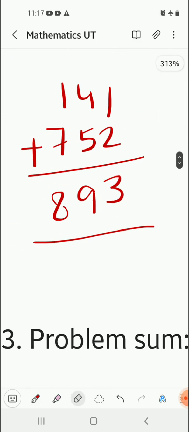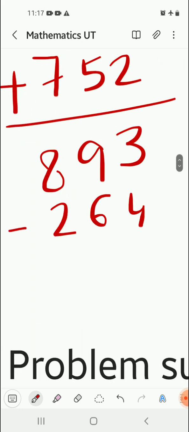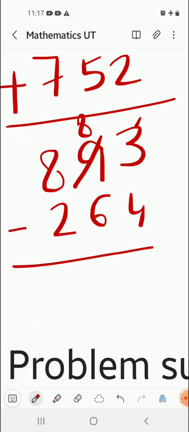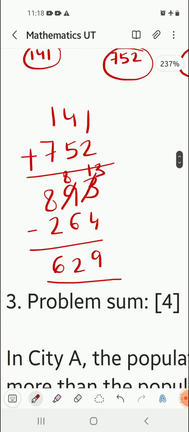So 893 minus 264. 3 minus 4 is not possible, so 9 becomes 8, and this becomes 13. 13 minus 4 is 9. 8 minus 6 is 2. 8 minus 2 is 6. So we have got 629.